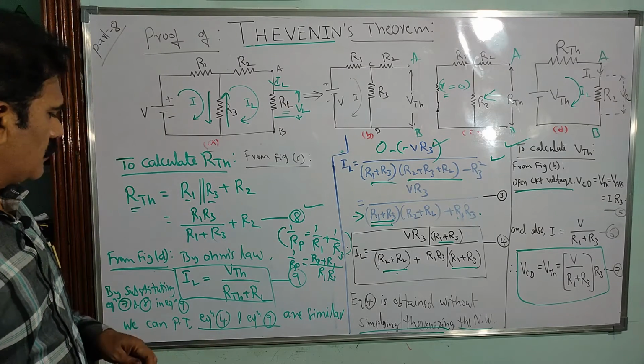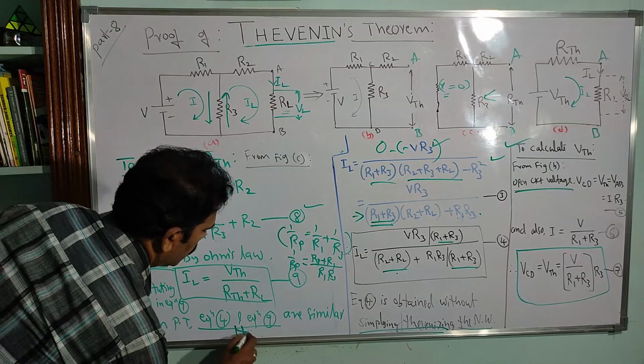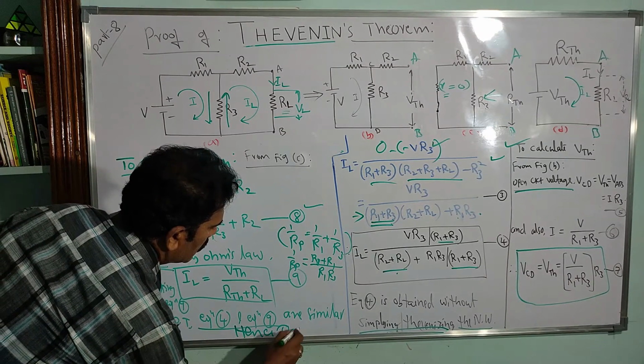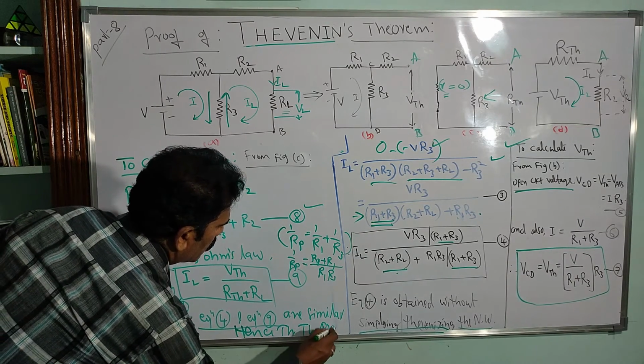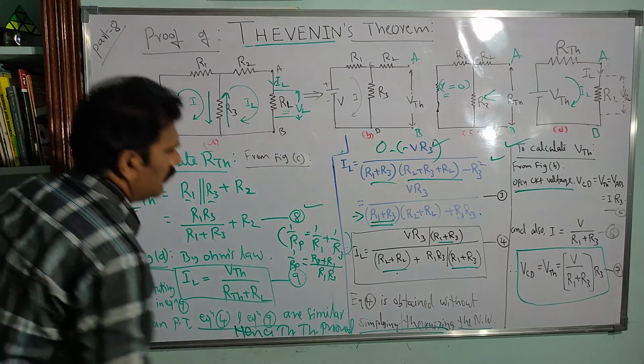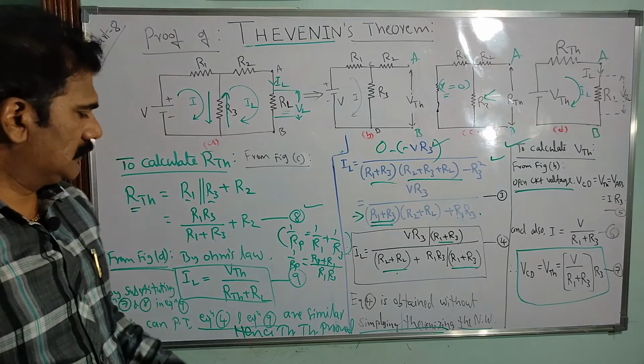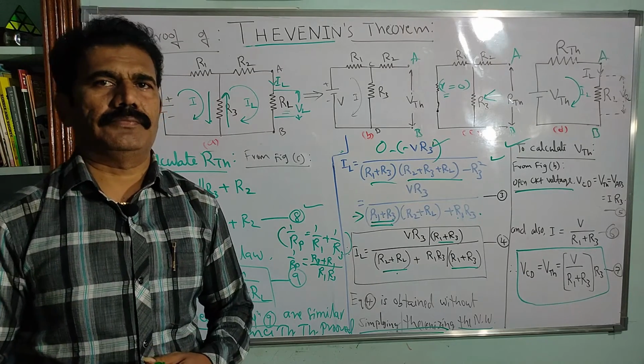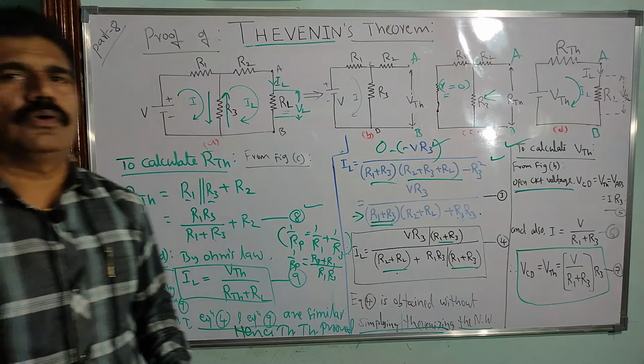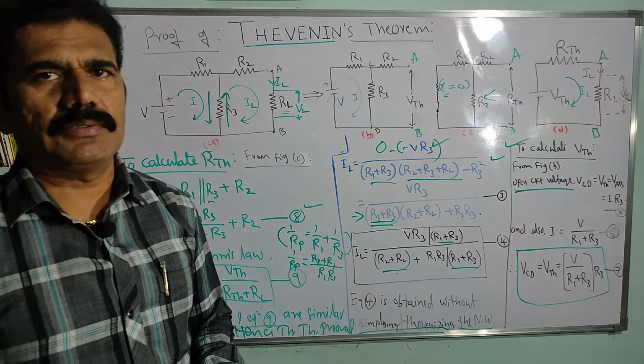Hence, we can write finally, Thevenin's theorem is proved. By equating equations 4 and 9, we can show that Thevenin's theorem is proved here. That's it. Then we'll see the next theorem in the next video.